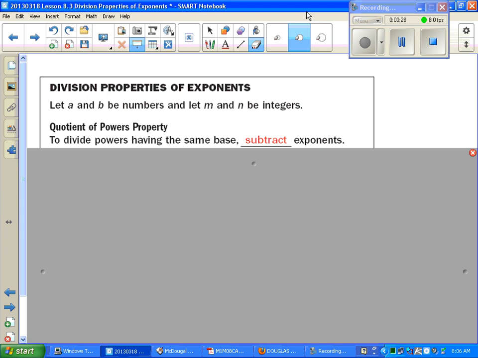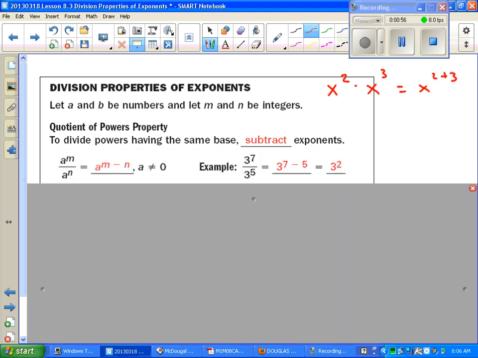First thing is the quotient of powers property. To divide powers having the same base, subtract exponents. Just like last week when we had the same bases multiplying by each other, x to the second times x to the third, we added the exponents. That gave us x to the 2 plus 3. Now we're dividing the same bases, and multiplication goes with addition. Division goes with subtraction.